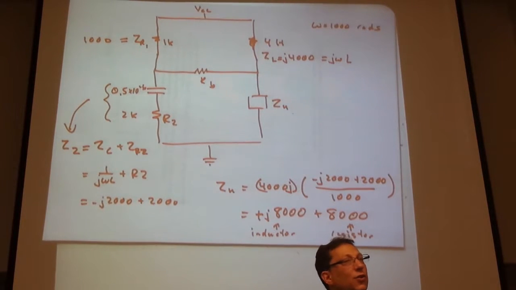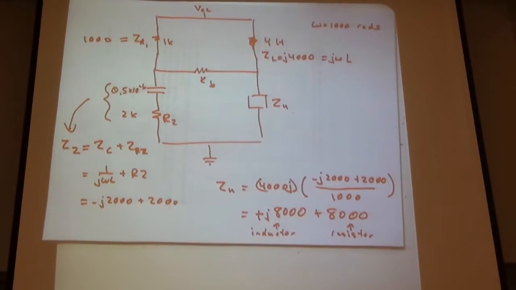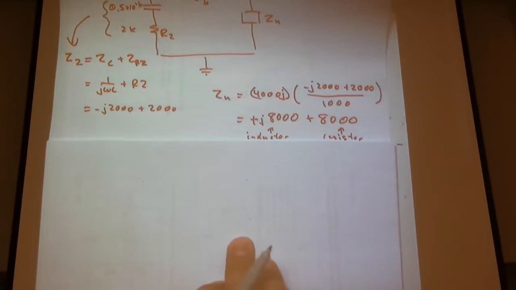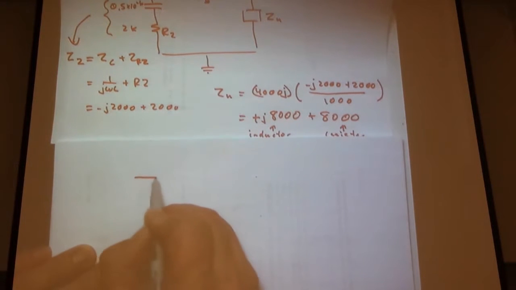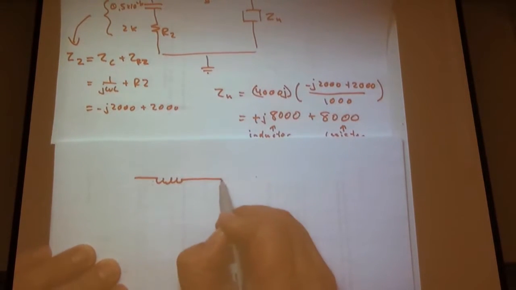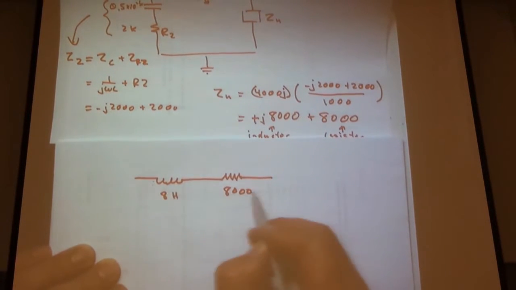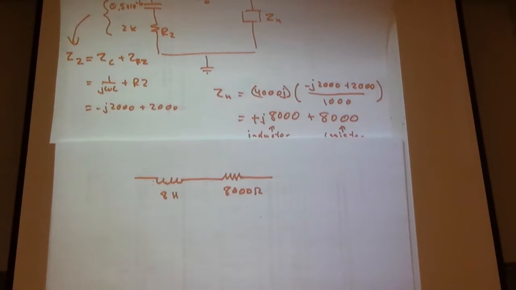The easy way, you can just read directly. We have an inductor plus a resistor. What is that from a circuit point of view? We just did it on the left side, so what is it? Someone said it. How do I build j8000 plus 8000? Series, sure. So this can be an inductor in series with a resistor, 8,000, and then this would be 8 Henry, based on our omega on the previous page.